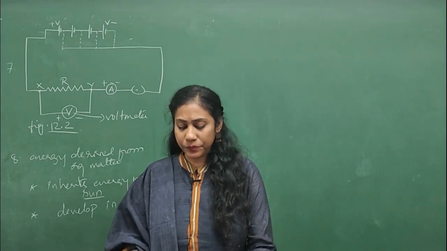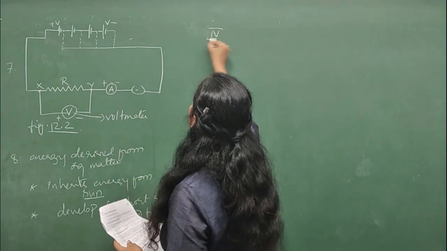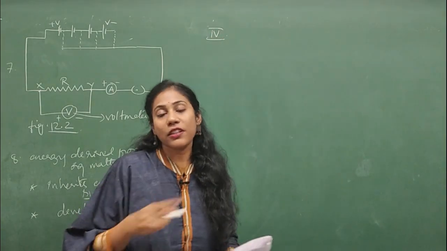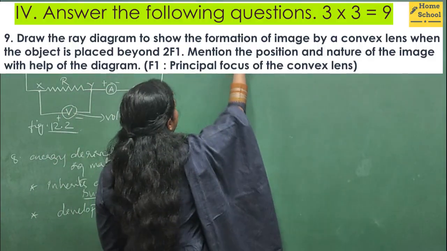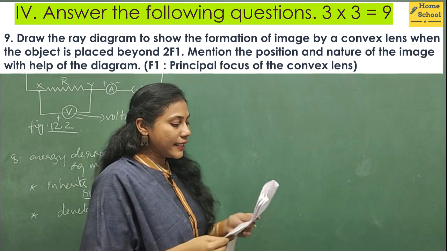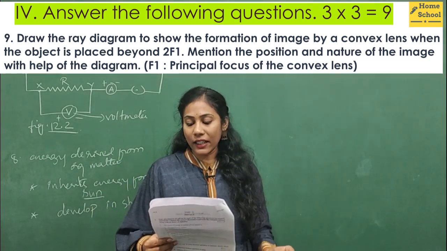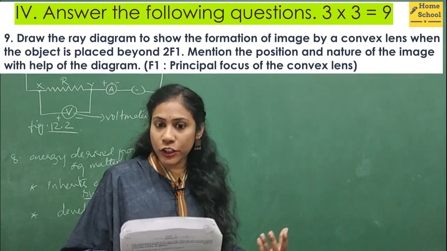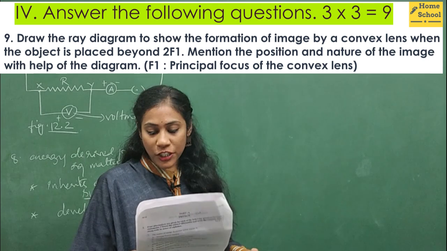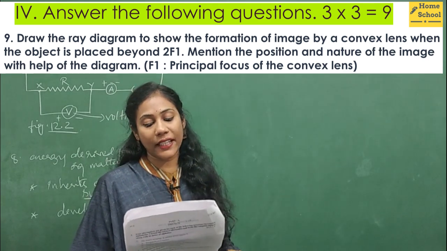Okay. And now, coming to the fourth main, 3-mark questions. These are our 3-mark questions. Coming to the 9th question. Draw the ray diagram to show the formation of image by a convex lens when the object is placed beyond 2f1. Mention the position and nature of the image with the help of the diagram.